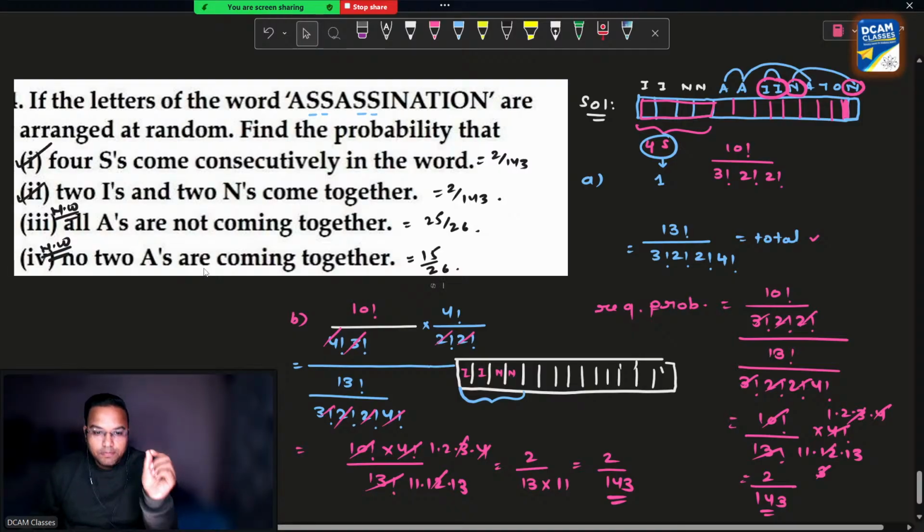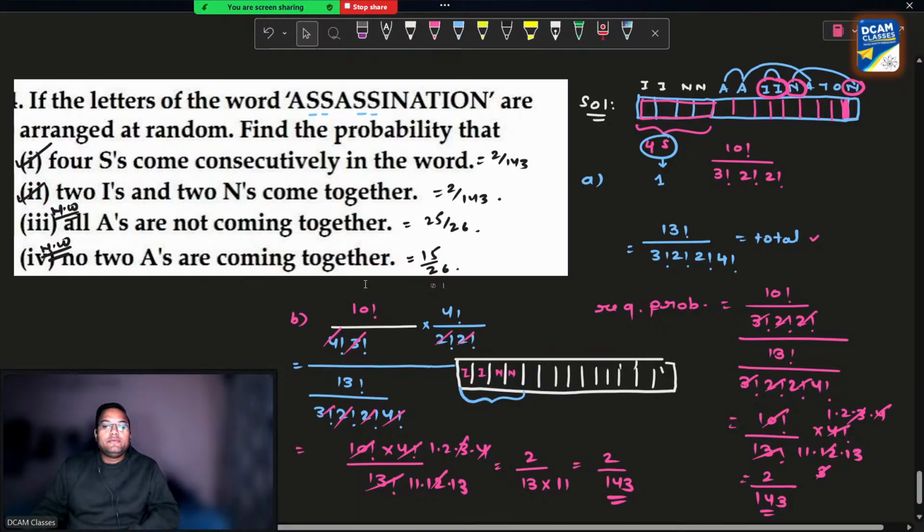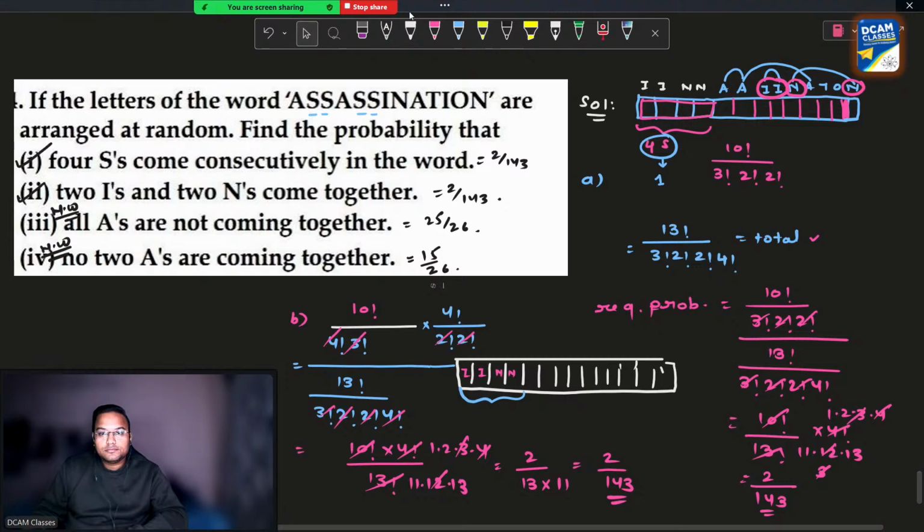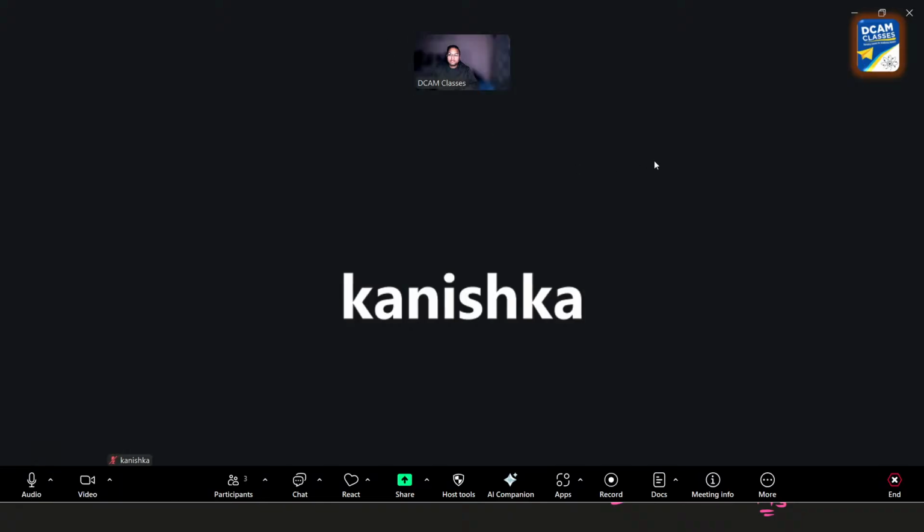For that, you have to place A at the alternate position. Now, how many cases can be formed? You have to find that. This will involve some mind. Fourth one. Okay, take it as homework. Next class we'll discuss.